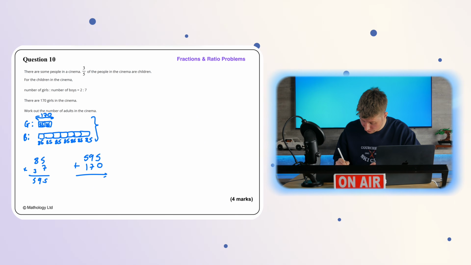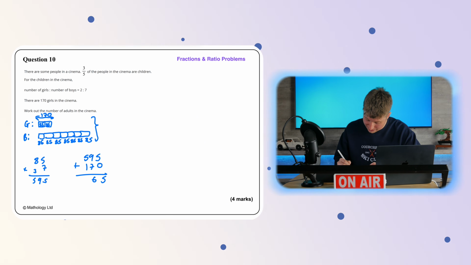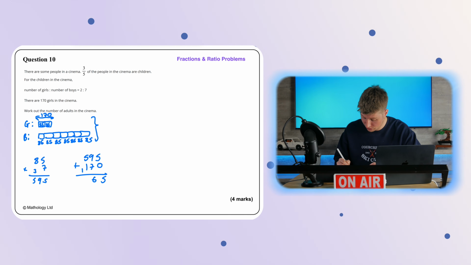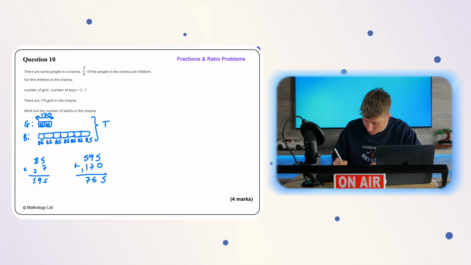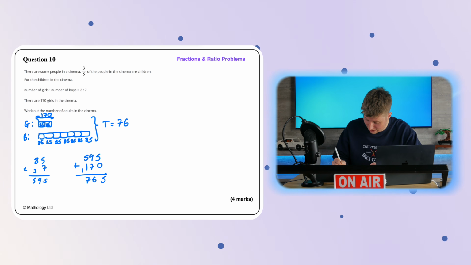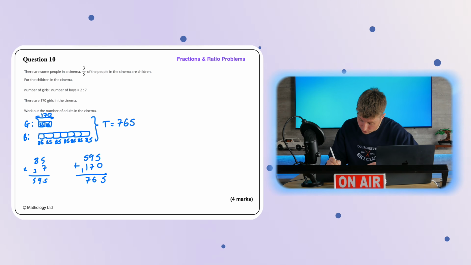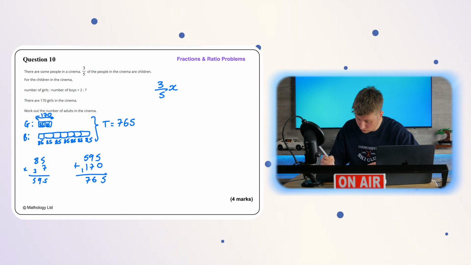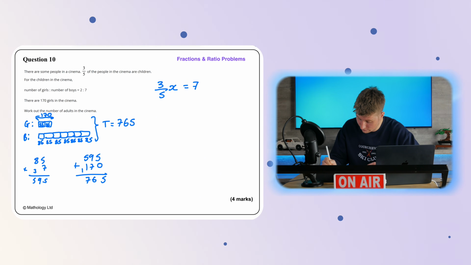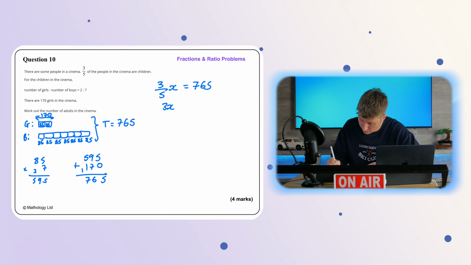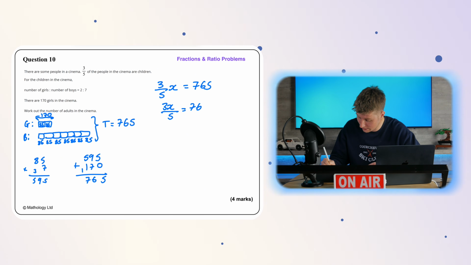So 5 plus 0 is 5. 9 plus 7 is 16. Carry the 1. And then 5 plus 2 is 7. So the total number of children in the cinema is 765. We know that 3/5 of the people in the cinema are children. So 3/5 of the total, which we'll call x, is equal to 765. So 3x over 5 is equal to 765.